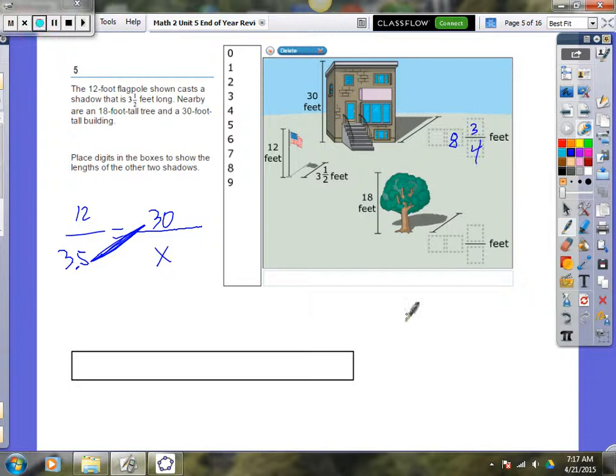And then the tree is going to be the same thing. 12 is to the shadow, 3.5, as the 18 is to x. So now 18 times 3.5, divide that by 12, and this is 5 1/4, 5.25.